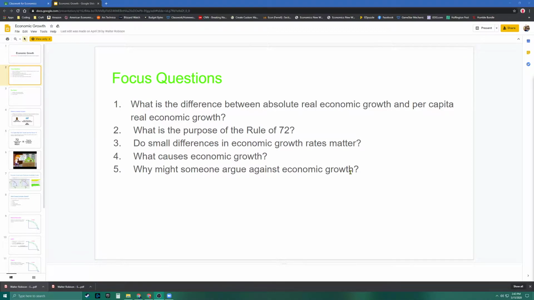First is, what's the difference between absolute real economic growth and per capita real economic growth? What's the purpose of the rule of 72? Do small differences in economic growth rates matter? What causes economic growth? And then why might some argue against economic growth?